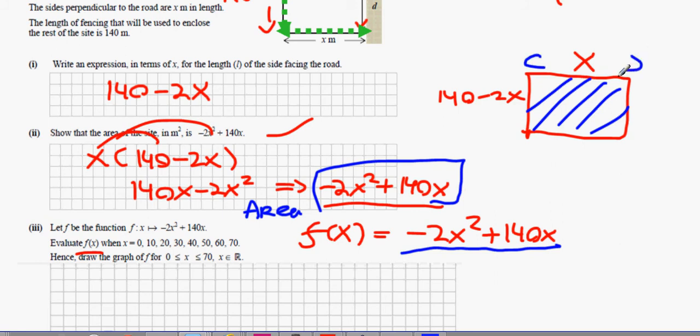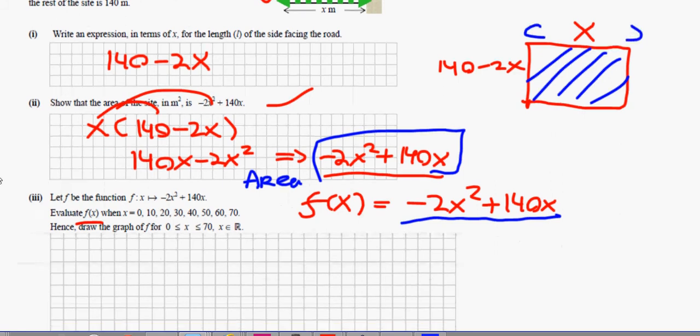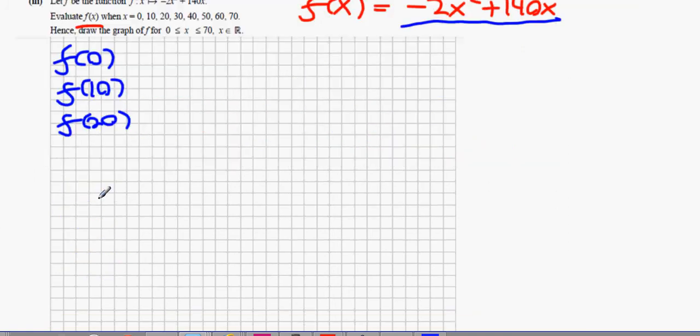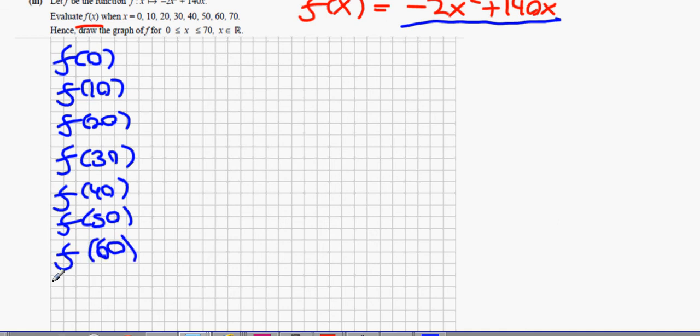So what they want us to find out is f of 0, f of 10, f of 20, f of 30, f of 40, f of 50, f of 60 and f of 70. Basically, what is the area of the grounds when there's a length of 0, length of 10, length of 20, length of 30, length of 40, length of 50, length of 60, length of 70. So let's see what happens here.